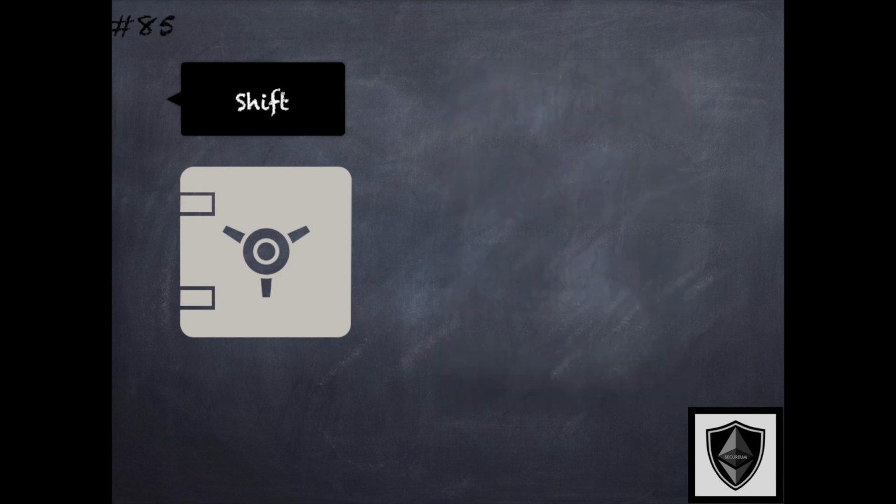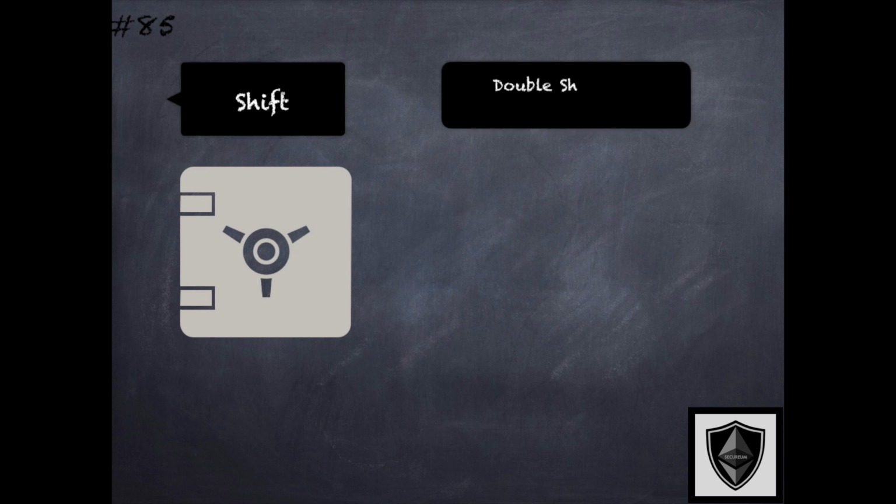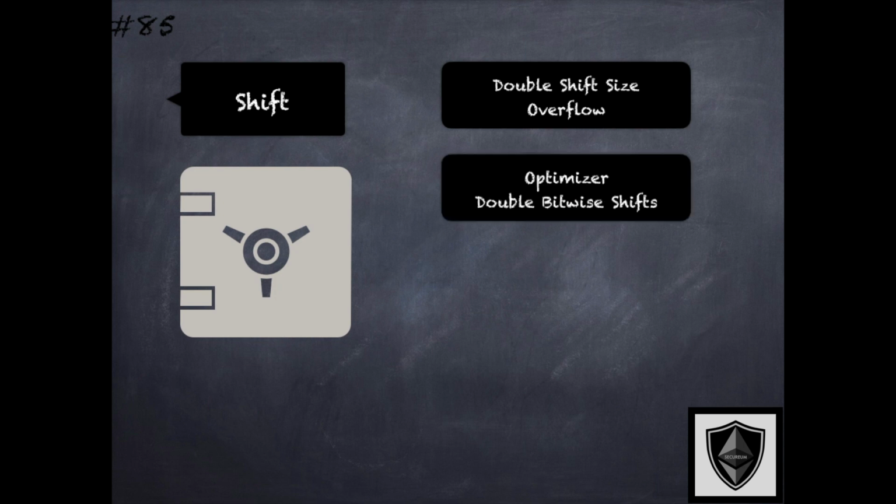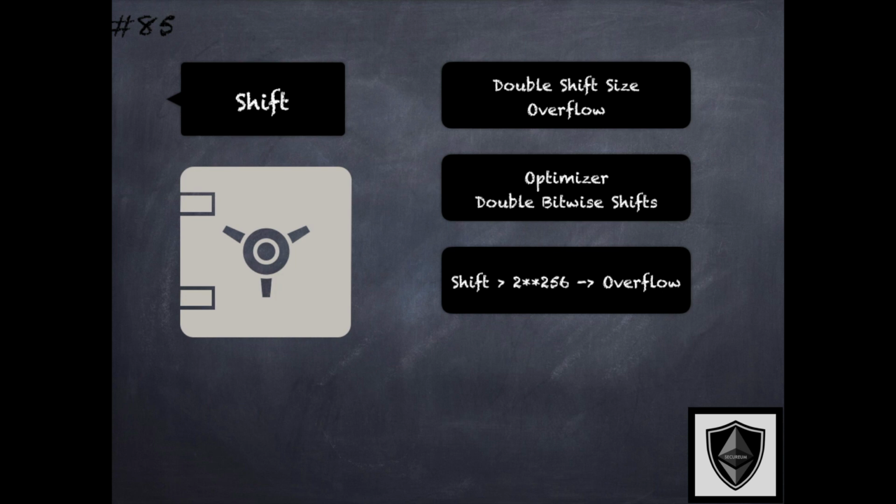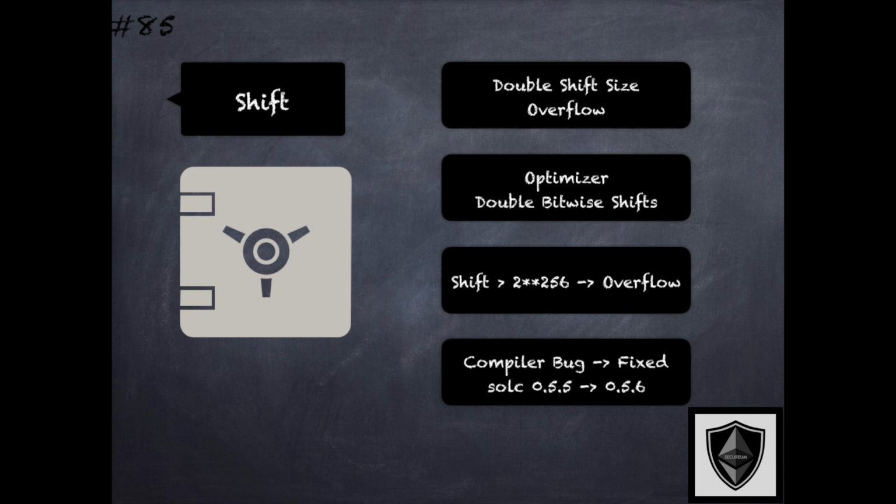There was a compiler bug specifically related to the shifting operations. If multiple conditions were true, then these shifting operations resulted in overflows, resulting in unexpected values being output. Some of those conditions were that the optimizer needed to be enabled, and these had to be double bitwise shifts where large constants were being used whose sum overflowed 256 bits. Under such conditions, the shifting operations overflowed for the compiler versions shown.